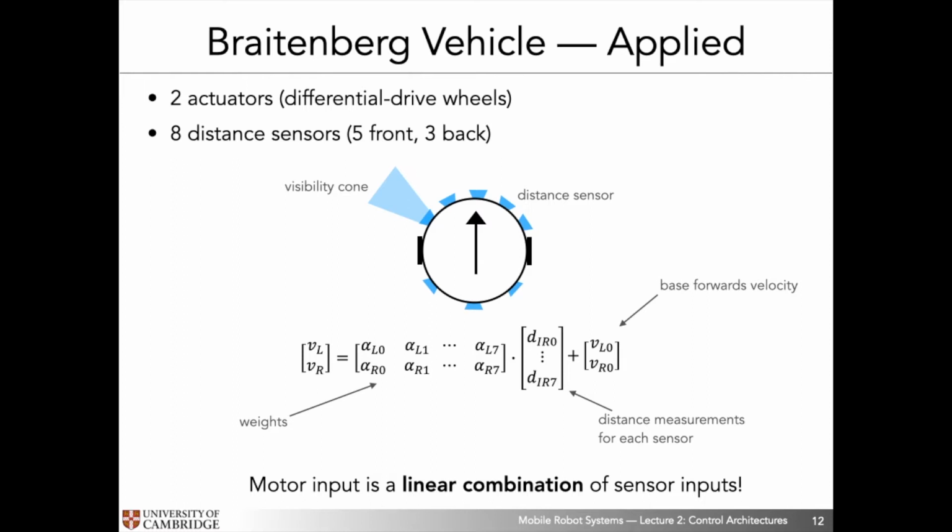So if we look at the system of equations, we have our alphas. On the top row, these alphas correspond to the weights that we're multiplying the distance measurements with, right? So alpha 0 to alpha 7 multiply distance measurement 0 to distance measurement 7. And we do the same for the right hand wheel speed, right? So alpha R0 to alpha R7 again multiplies the same incoming sensor measurements. We add a base forwards velocity. So this is a bias speed, which is in particular useful when we consider these weights to be inhibitory connections of this connection of sensors to motor output.